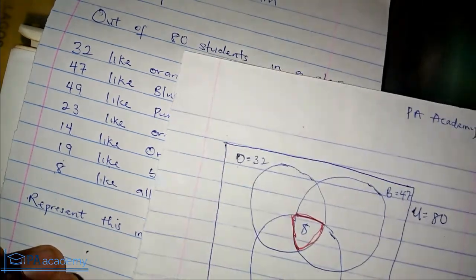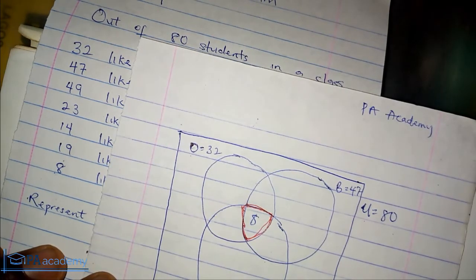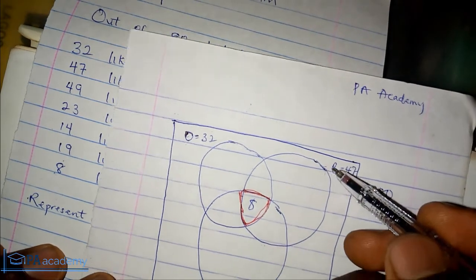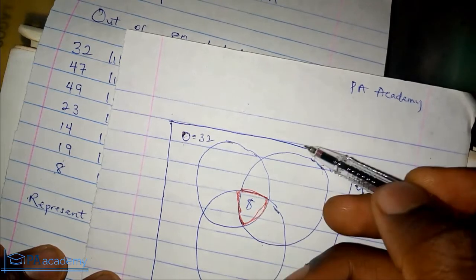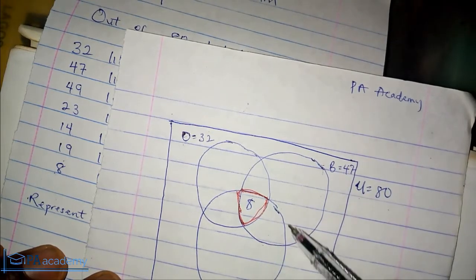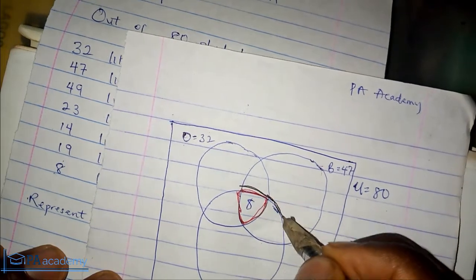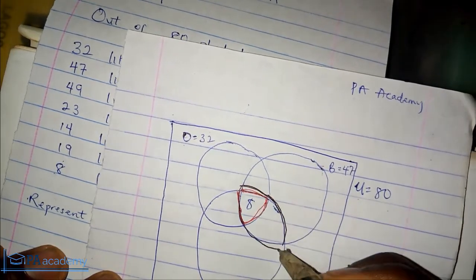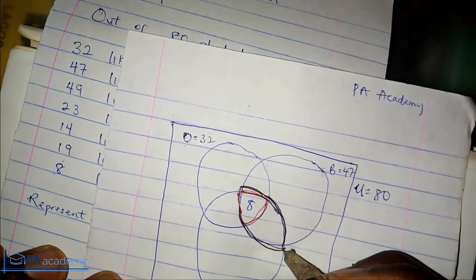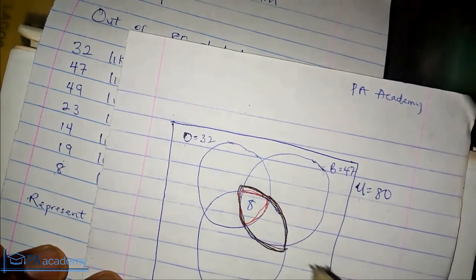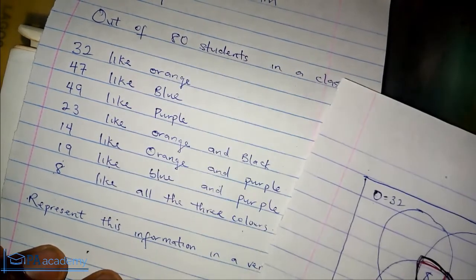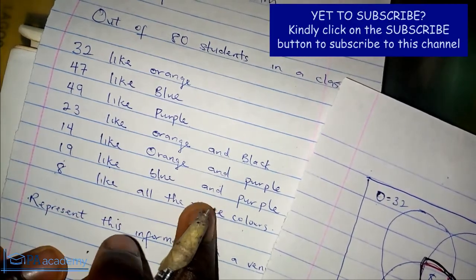So the section for blue and purple, no, this is the set for blue. This particular circle is for blue, and this one is for purple. So the part that joins them together is this one. So this is the section that likes blue and purple. And we are told that 19 like blue and purple.